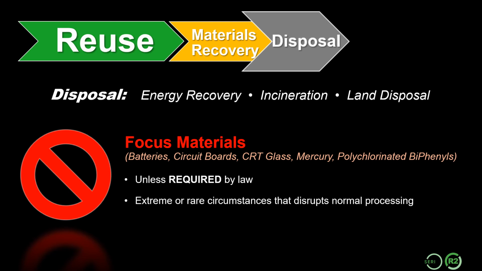Examples of this could include an event that disrupts the normal management of a focus material, such as a flood in a major processor that prevents the market's ability to process that certain focus material, or a fire at an R2 facility that causes the electronics on site to become part of a remediation effort as a result of damage and contamination. In such cases, a facility may consider using energy recovery, incineration, or land disposal on a temporary basis until normal management is again possible. It's important to keep in mind, however, that disposal in such cases must always be in accordance with legal requirements.